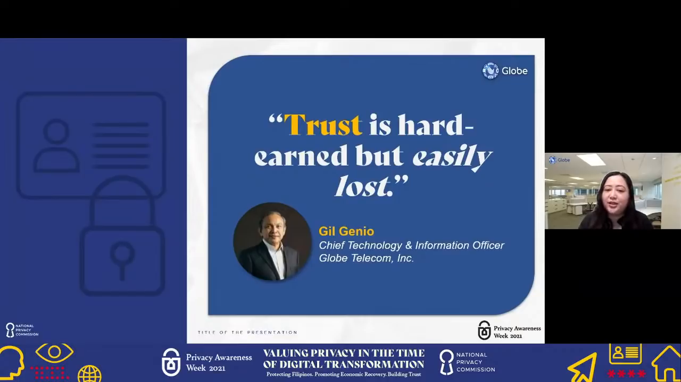All right. So I'd actually like to end with all the pillars that we have shown here today. I'd like to end the presentation with a quote from our Chief Technology and Information Officer, Mr. Gil Henyo, saying, "Trust is hard earned, but easily lost." And we at Globe carry this with us through all the actions and initiatives that we do. So we hope that in seeing this, we're able to assure our subscribers and our customers that we are indeed their partner in ensuring their data privacy, in asserting their data privacy rights. Thank you very much.